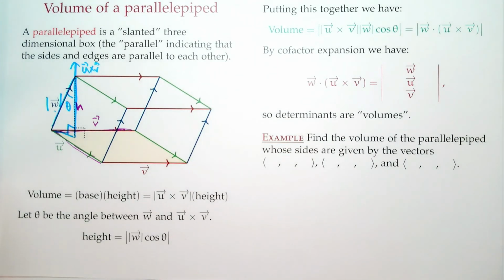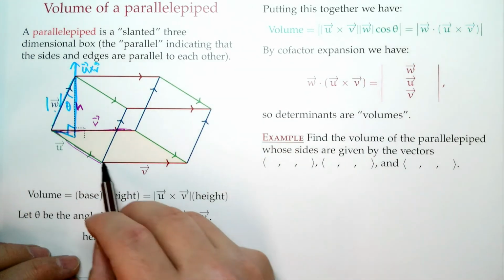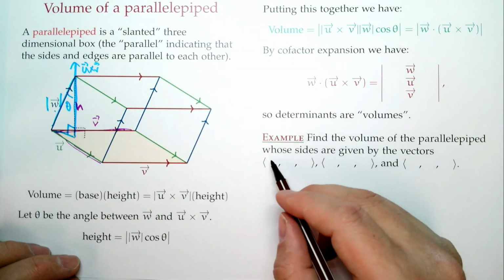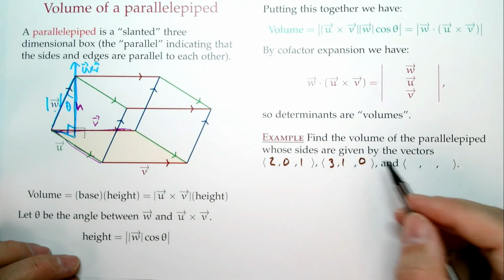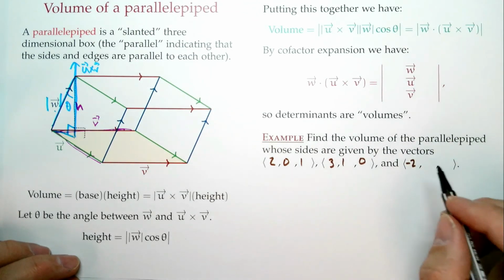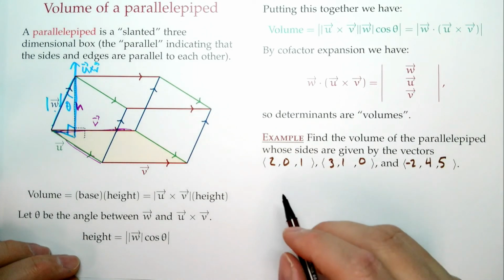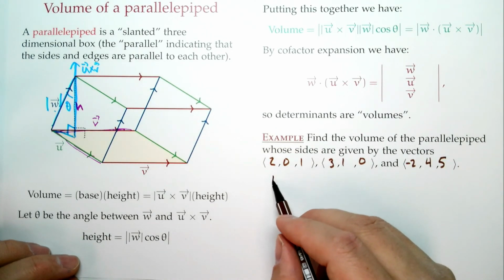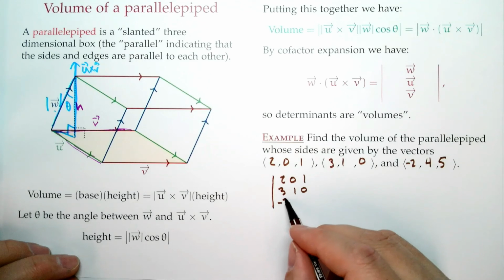All right, so last example, and then we're done for the day. Let's find the volume of the parallelepiped whose sides are given by some vectors. So we'll put some vectors in here, and these are the u, the v, and the w. I could have, like, 2, 0, 1, 3, 1, 0, negative 2. Negative numbers are allowed, no problem. 4 and 5. So the volume is done by what? We're going to take the determinant of 2, 0, 1, 3, 1, 0, negative 2, 4, 5.